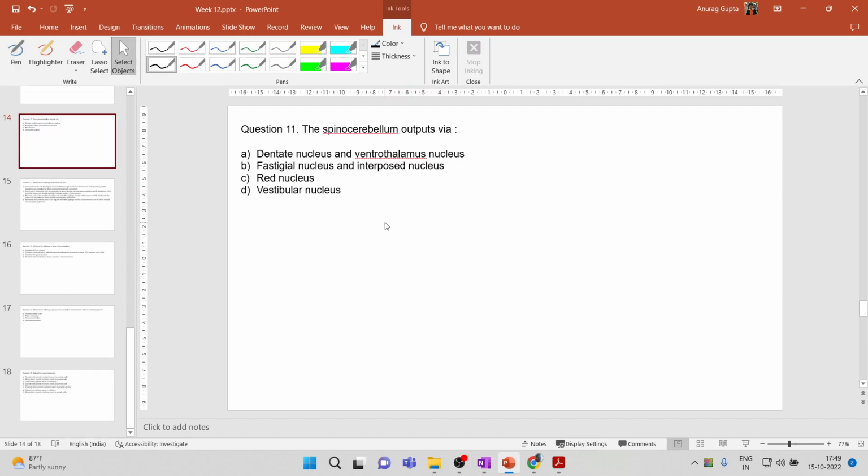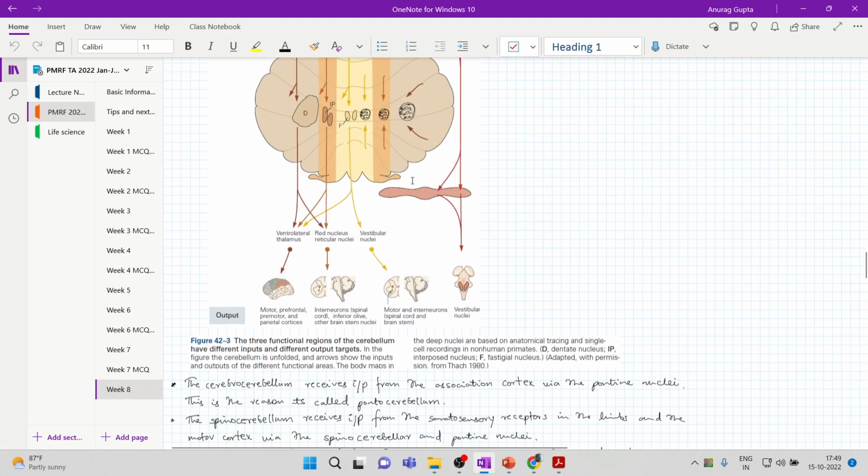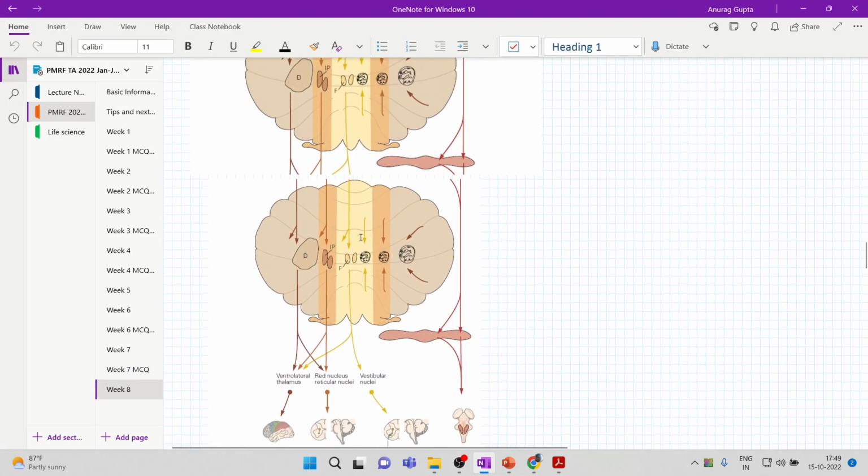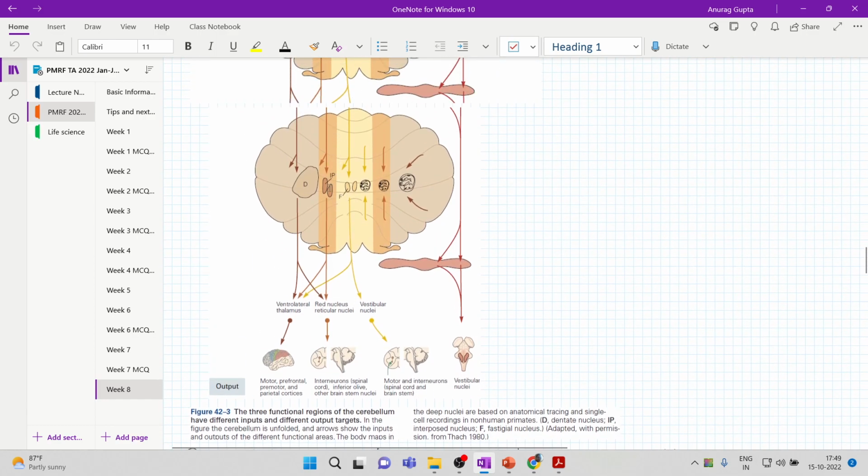The spinocerebellum outputs via... so let me just show you that image. We know that this is called the vermis, and this is called the paravermal areas. So this together forms the spinocerebellum. So we can see here that it's outputting through the ventrolateral thalamus, the red nucleus, and the vestibular nucleus.